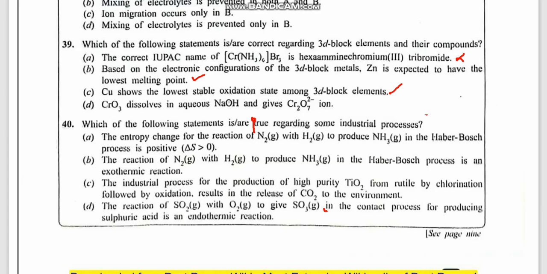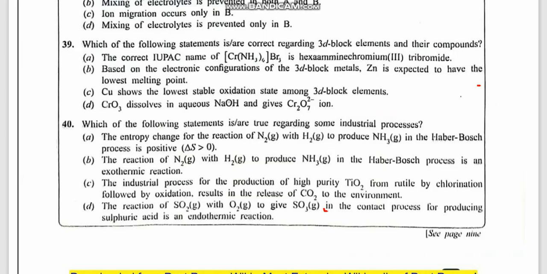CrO3 dissolved in aqueous NaOH gives Cr2O7 2-. No, for Cr2O7 2-, if you put NaOH, it will convert to CrO4 2-. But anyway, such a thing is not there. So you can see B and C are correct, answer number 2. Yes, B and C correct is answer number 2.